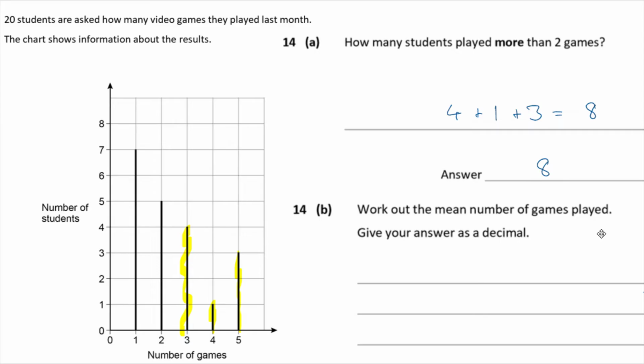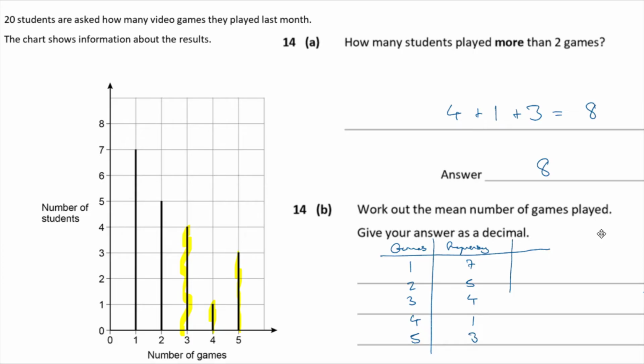Work out the mean number of games played. Give your answer as a decimal. Right, if I made a quick table for games played and the frequency of how many times that was played, we've got 1 game, 2 games, 3 games, 4 games, 5 games. 1 game was played 7 times, 2 games was played 5 times, 3 games was played 4 times, 4 games was played once, and 5 games were played 3 times.